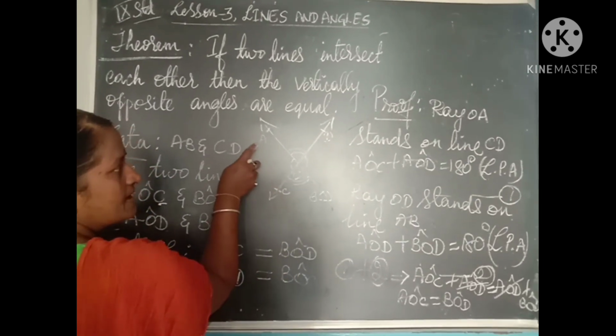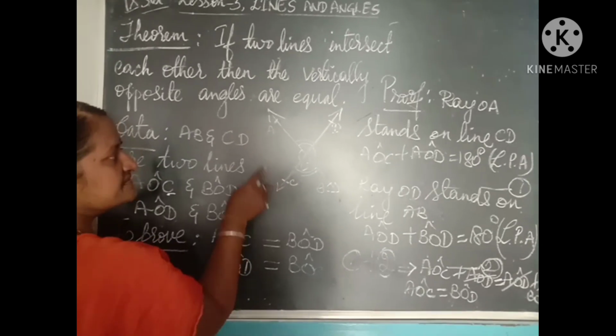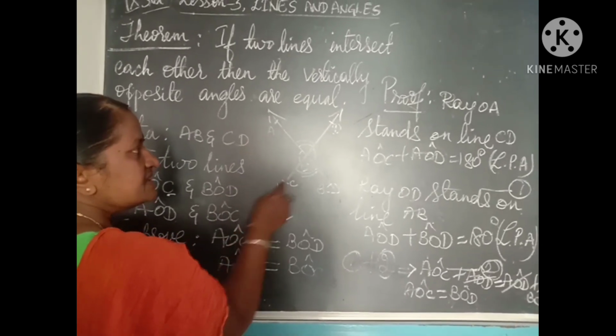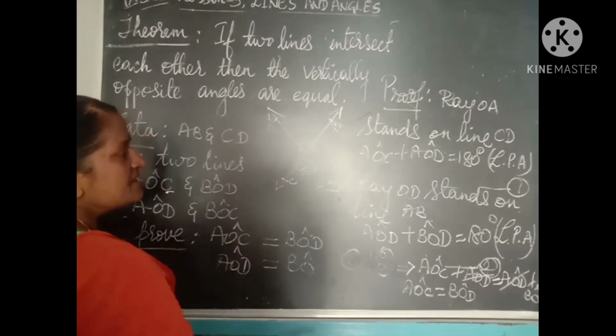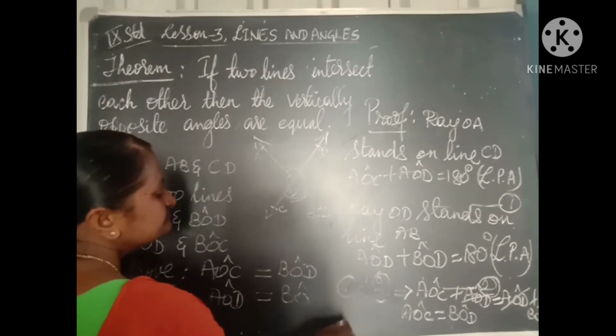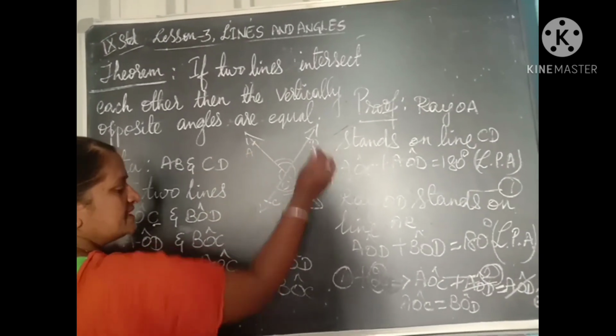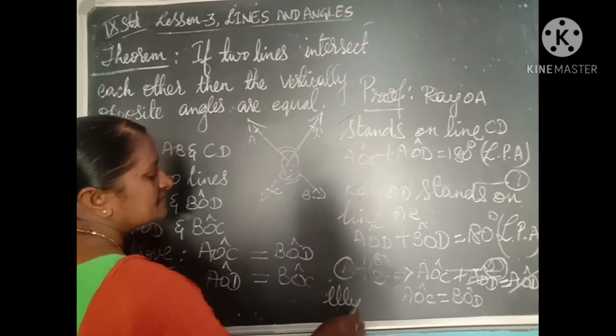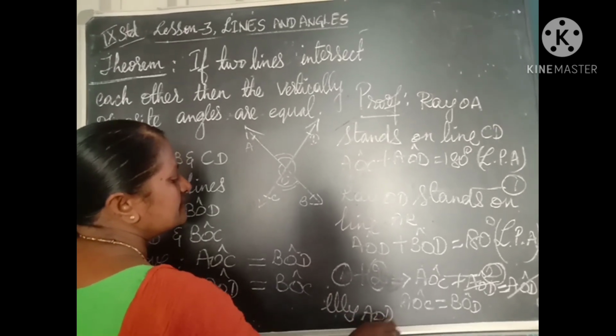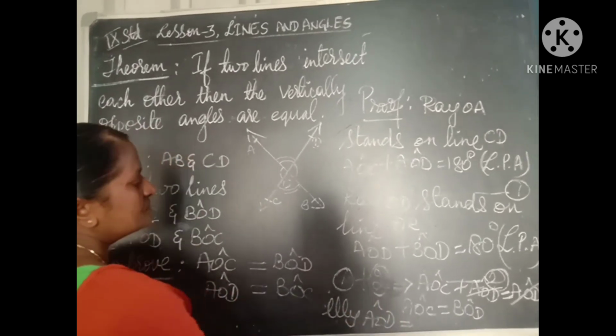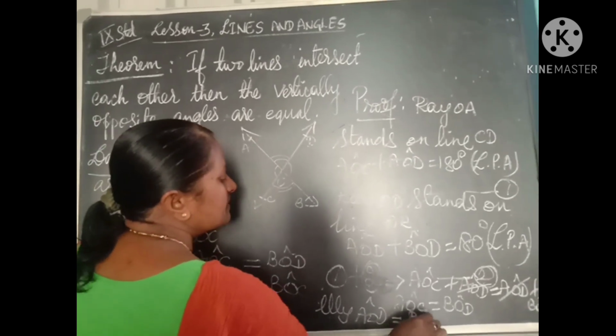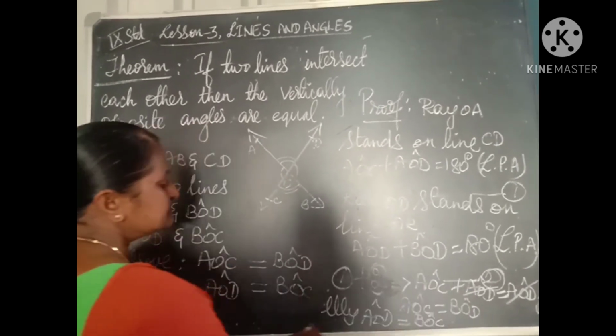See here, one pair of vertically opposite angles we got. AOC is equal to BOD. Similarly, we can prove that AOD is equal to BOC. Okay, hence proved.